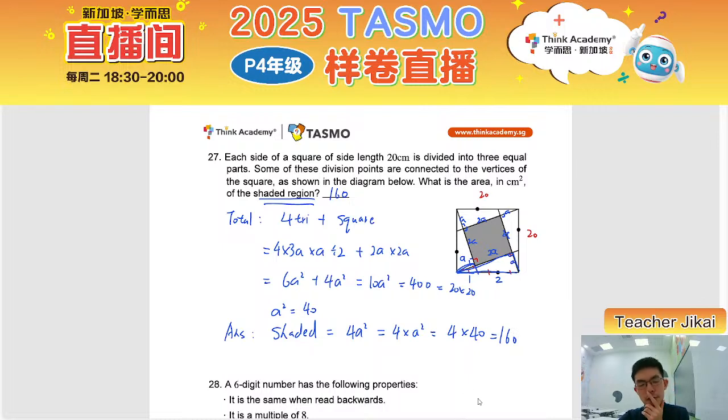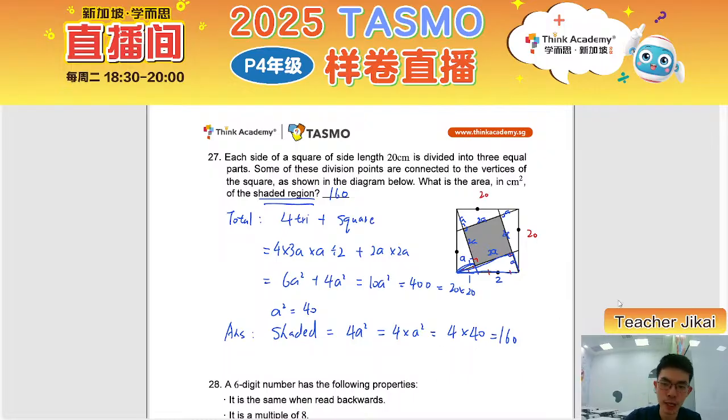Okay, but for the last questions, I think it is not that hard as the previous one. The TASMO sample paper 1 is really hard, but for the TASMO sample paper 2, I think it's not that hard.